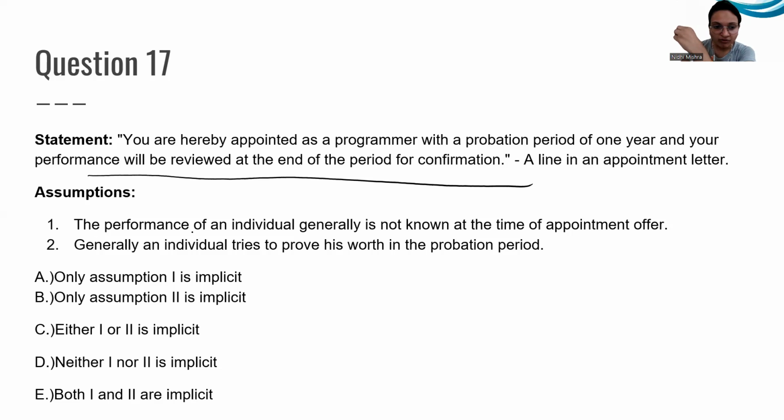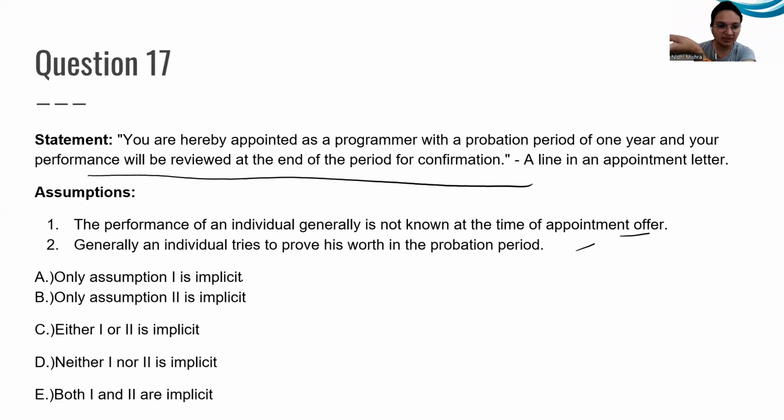Assumptions. The performance of an individual is not known at the time of the appointment letter. Correct. There is a test. Now, after the test, you have to work in a company with the company's rules and regulations and company's demands. So your performance according to that is not known. Correct. Generally, an individual tries to prove his worth in the probation period. In this probation period, a candidate wants the job. So he will try his best. Correct. So this is also true. So both are true.